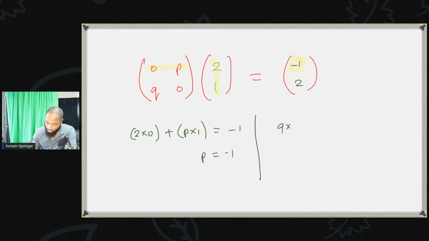Then q times 2 plus 0 times 1 must be equal to 2. So 2q is equal to 2, so q is equal to 1. And we just solved the entire question. Free marks.